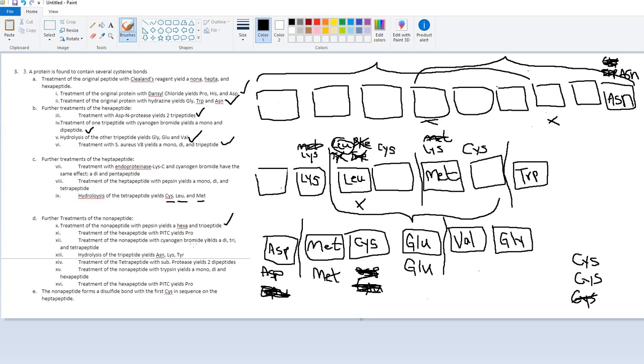So PITC being an N-terminal identifier means that proline either goes in this location or it goes in this location, depending on where the pepsin cuts at. Now, the proline cannot go here because pepsin only cuts at the leucine, phenylalanine, tyrosine, or tryptophan, so we know that to have an N-terminal of a proline, it has to go here.